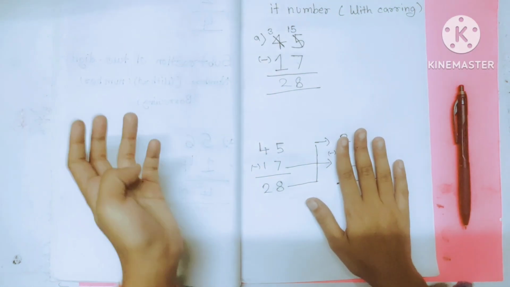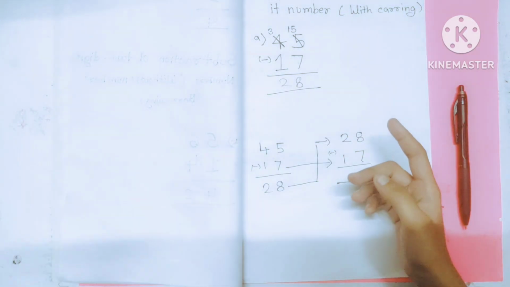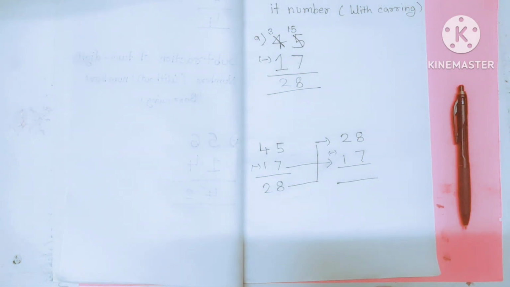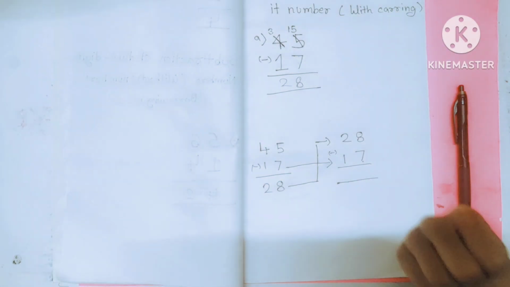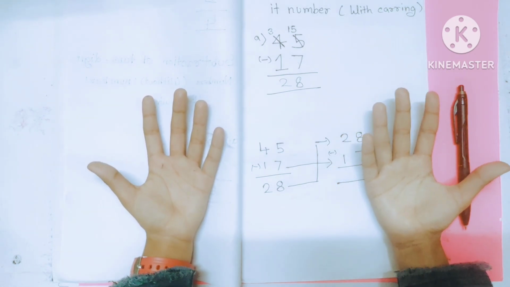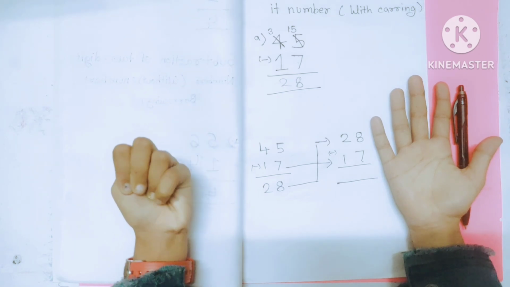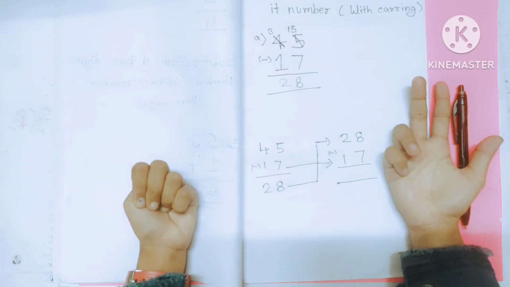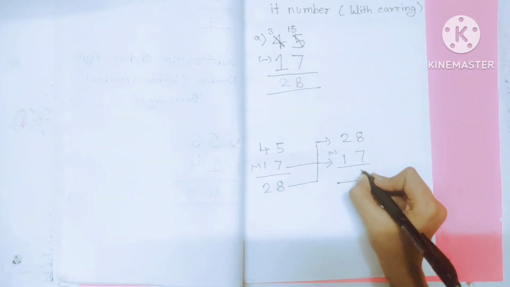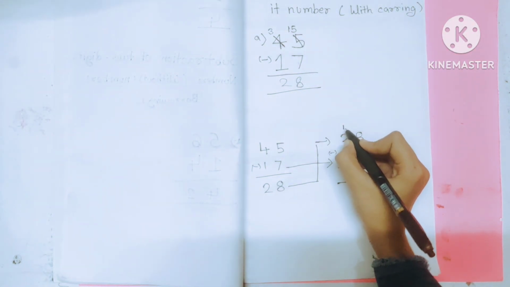So let's do addition one more time. Keep 8 in our mind. 7 on our fingers. Count after 8. After 8 comes 9, 10, 11, 12, 13, 14, 15. So the answer is 15. 8 plus 7 equals 15. We have carried 1.